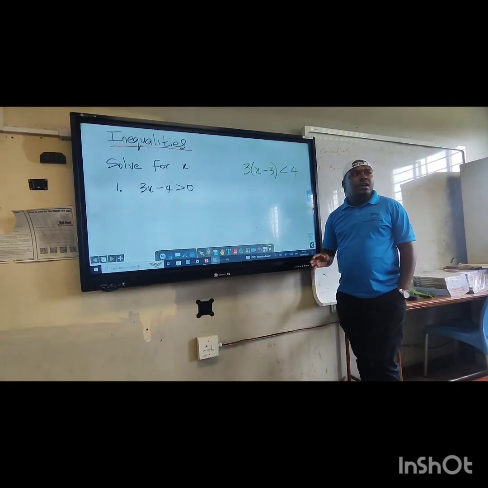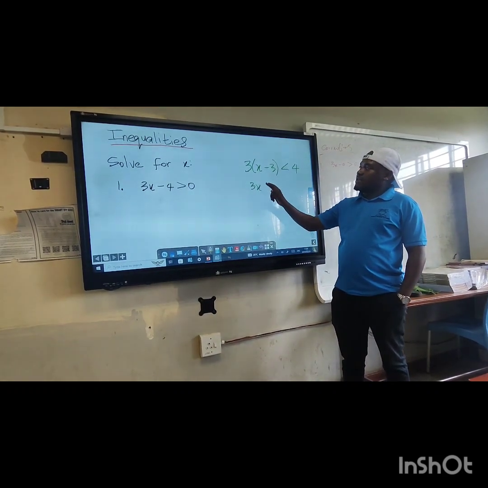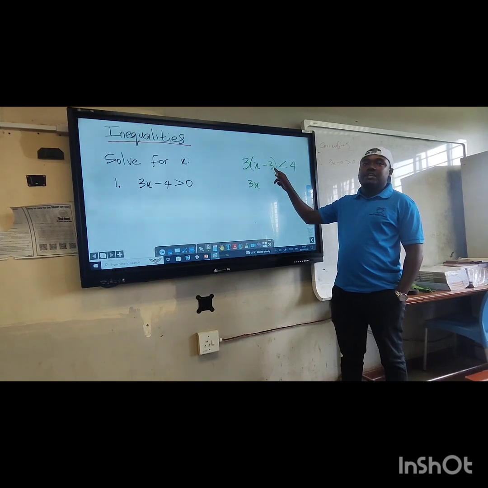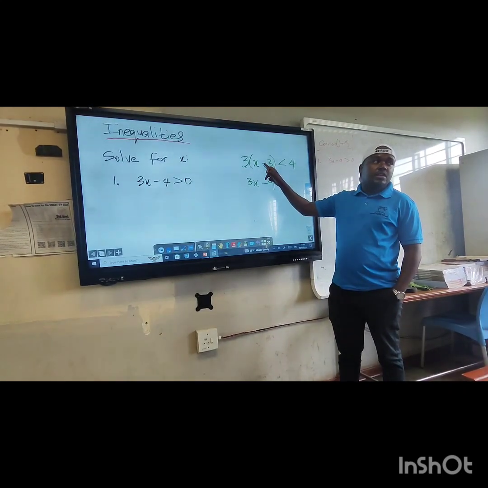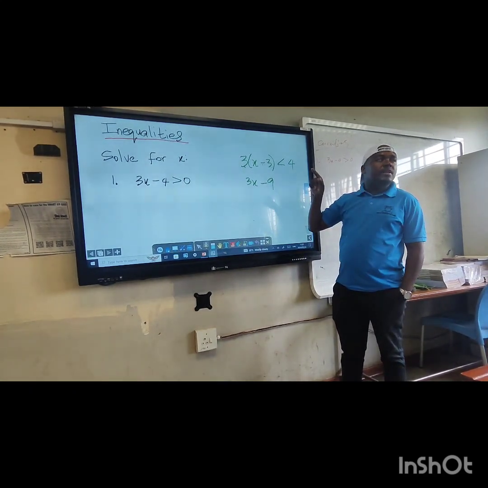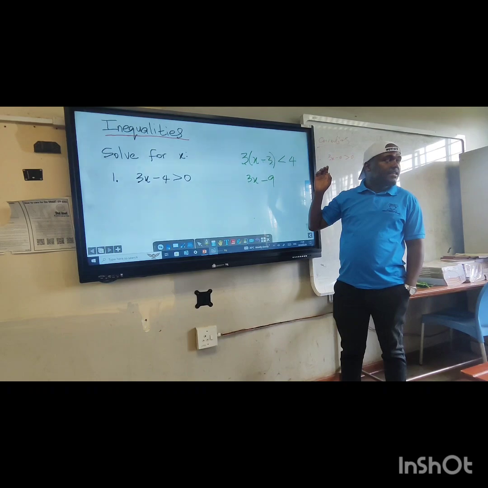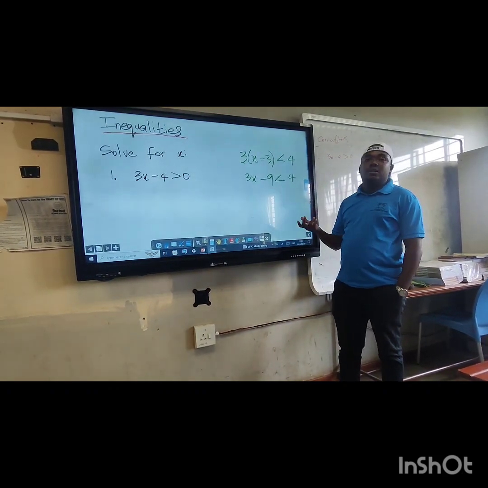You say this. If I multiply, I will say 3x. 3 multiplied by negative 3 is negative 9. I multiplied by a negative here, you see that? Yes. But I don't change the inequality sign because I did not multiply both sides. It only changes when I multiply both sides. So this will still remain true.